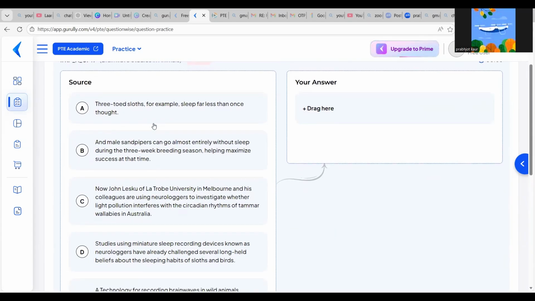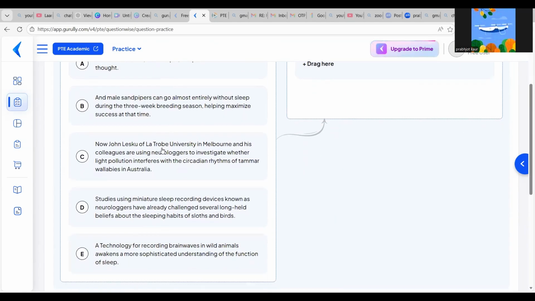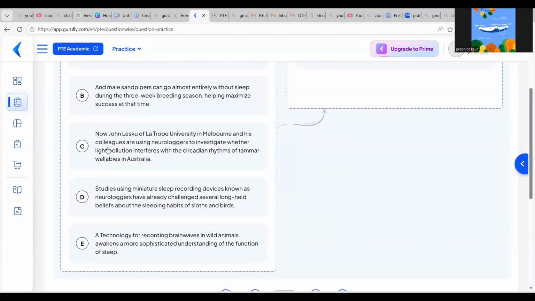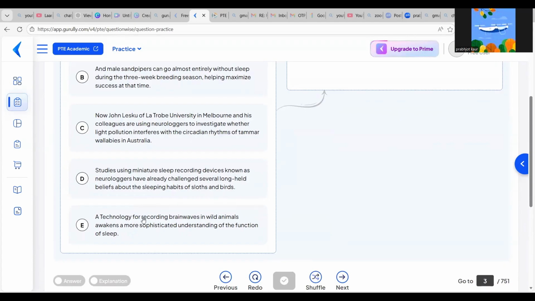"Sloth, for example." So here is an example, which means something was explained before, so we can't write it first. Here is one starting with "And now". "Now" means something was talked about in the past before, so we can't write it first. "Studies using this type of study" also talked about something before. So A, this one, goes first.